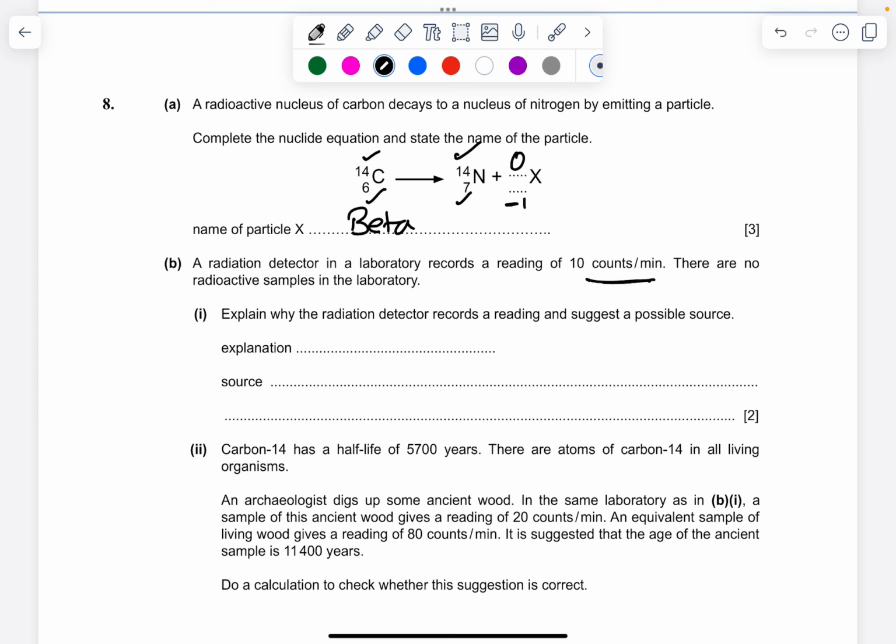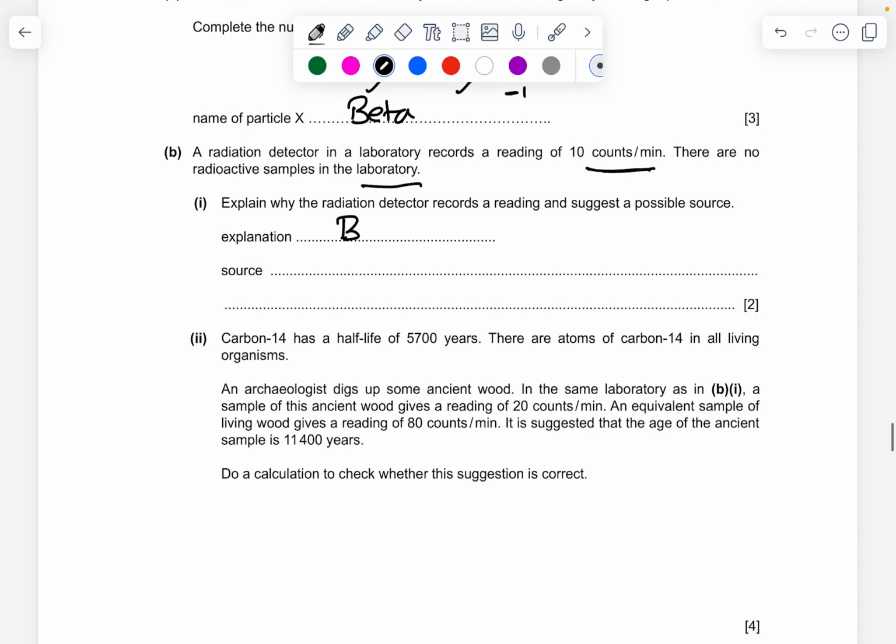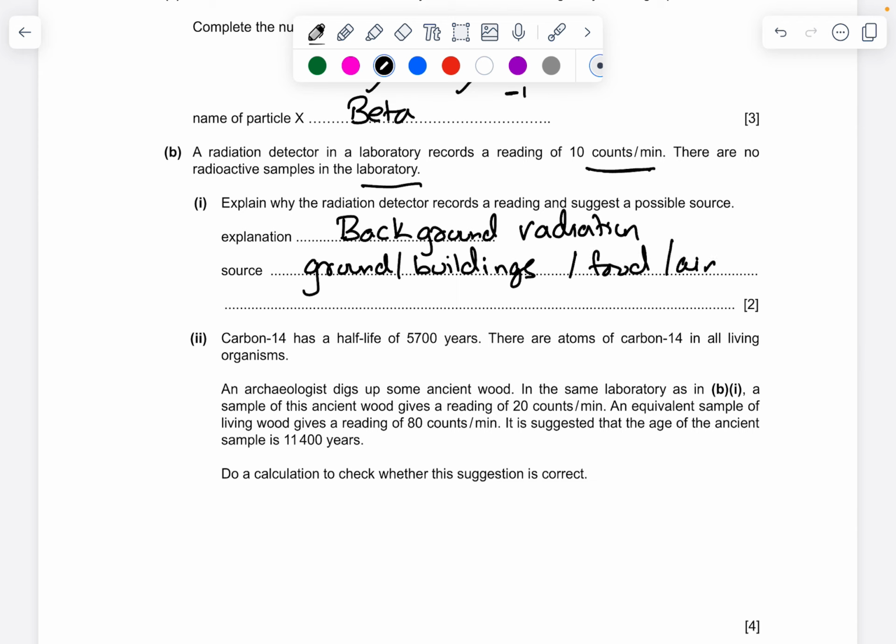A radiation detector in a laboratory records a reading of 10 counts per minute. There are no radioactive samples in the laboratory. Explain why the radiation detector records a reading and suggest a possible source. So there should be some background radiation. That background radiation can be from the ground, or from the buildings, or from the food, or from the air, or even from the sun. So these are all where we are getting the background radiation from.